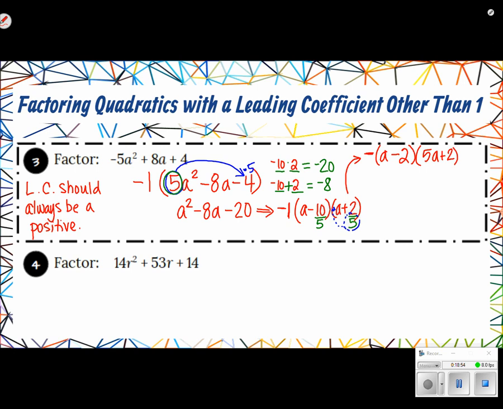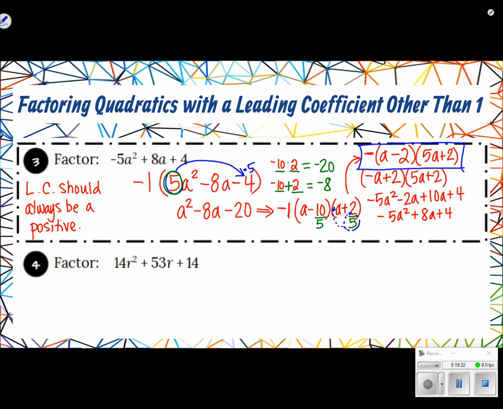And then we're going to multiply. So I'm going to go ahead and distribute this negative inside and get -a plus 2. And then I'm going to multiply. So -5a squared minus 2a plus 10a plus 4. That ends up being -5a squared plus 8a plus 4. Is that what I originally started with? It is. And that means that this is my answer.